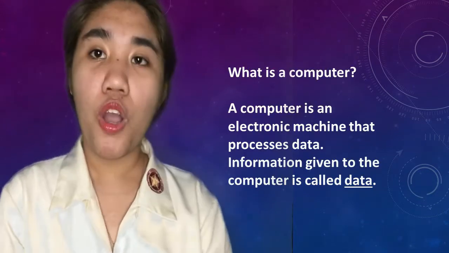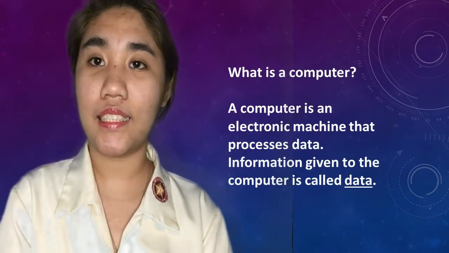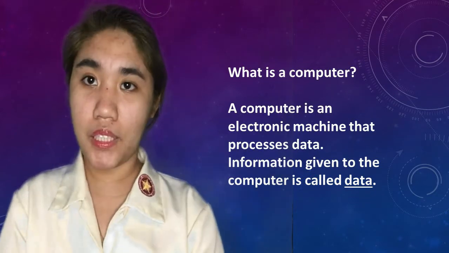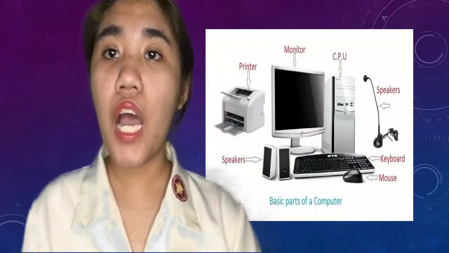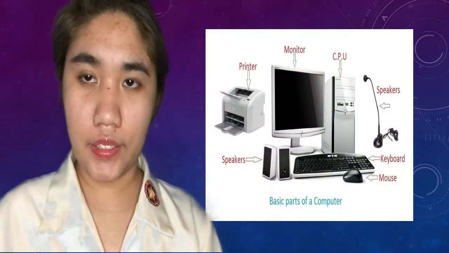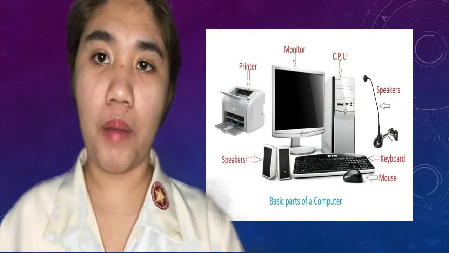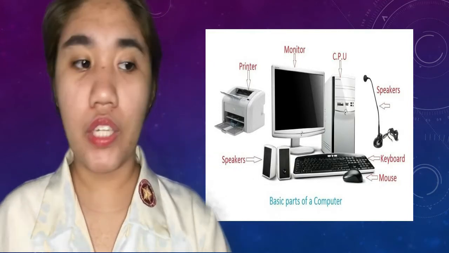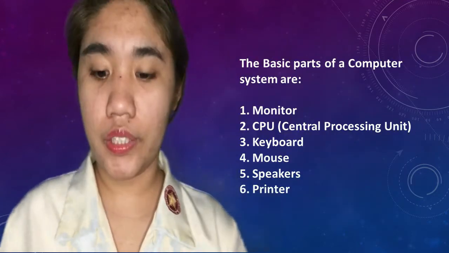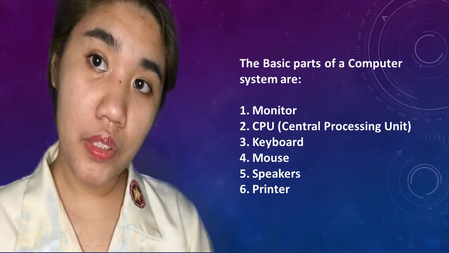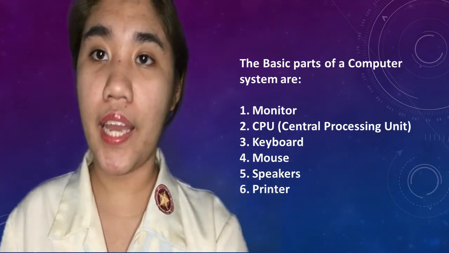Let me ask you something. Does anyone know what a computer is? That's right. A computer is anything that processes data, and data means the information given to a computer. Now we all know what a computer is. Let us talk about the main topic of today, which is the basic parts of a computer. The basic parts of a computer are the monitor, CPU, keyboard, mouse, speaker, and printer.